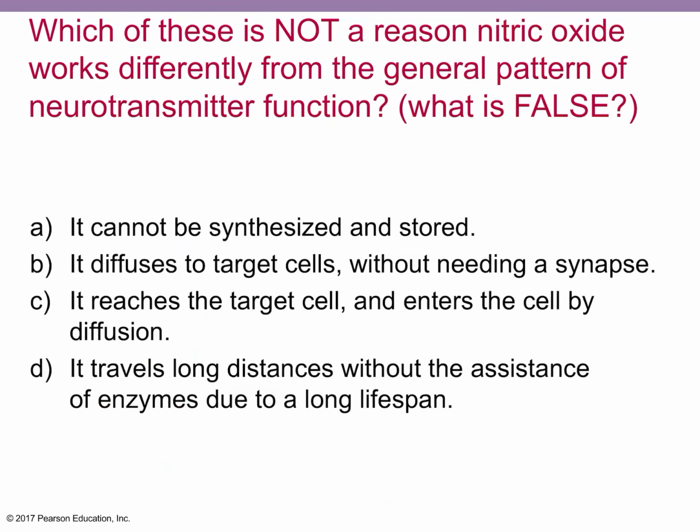All right, just wrapping up here with a question: which of these is not a reason nitric oxide works differently from the general pattern of neurotransmitter function? Another way to think of this is which statement is false. So if you read through them, you can pause and think about it, or I'm going to tell you the answer here. It's letter D, right?